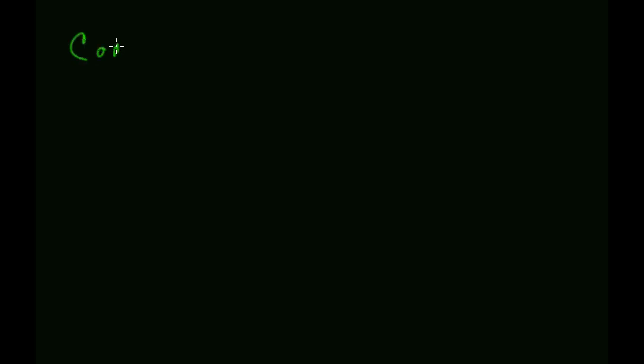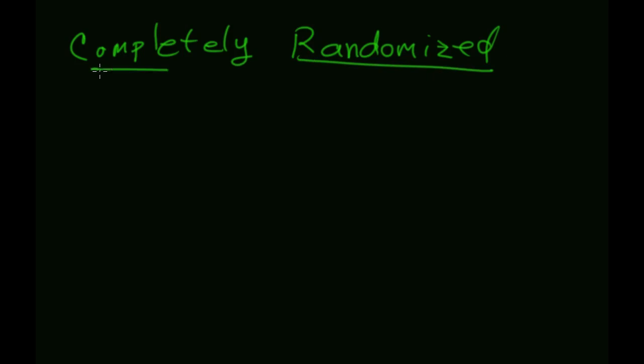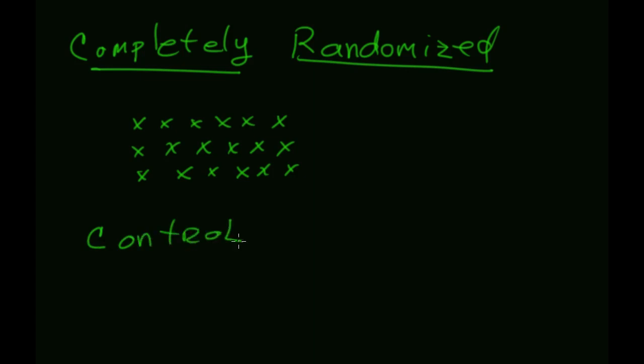Okay, so in a completely randomized experimental design, I have my sample of people. Okay, so I have my sample of people here. Let's say I've got like 18 people here, right? And I'm going to make 2 groups. I'm going to make a control group, and I'm going to make my experimental group.